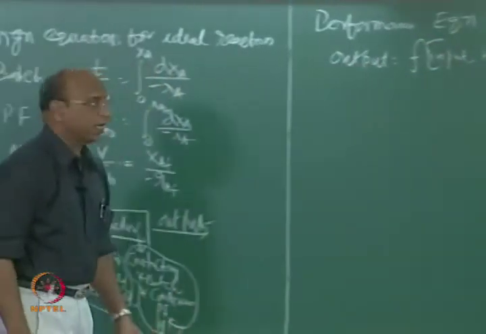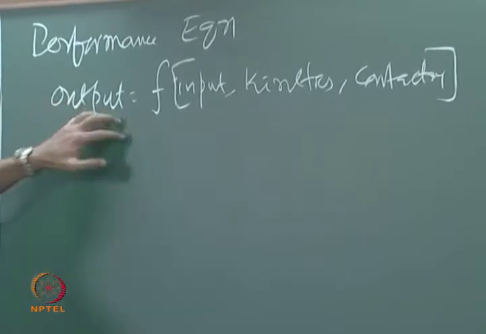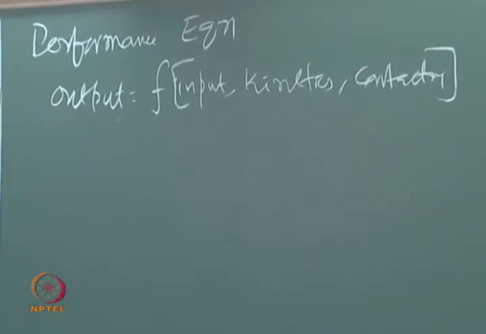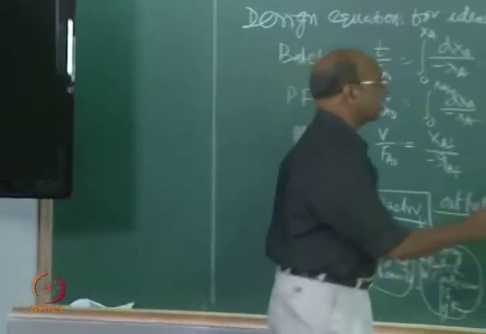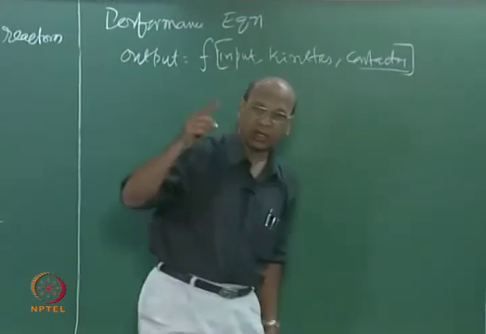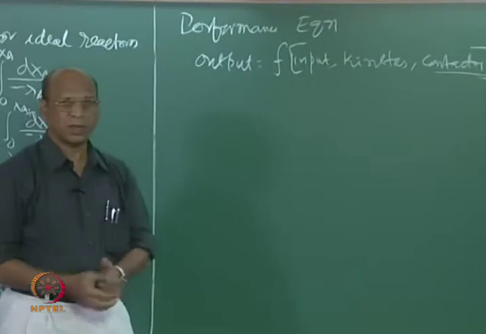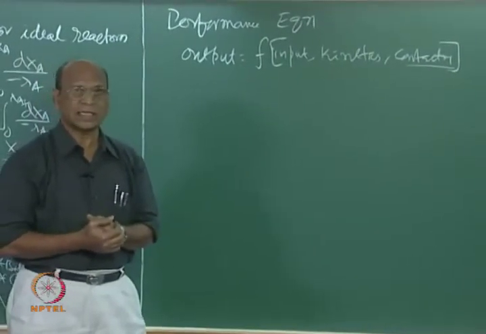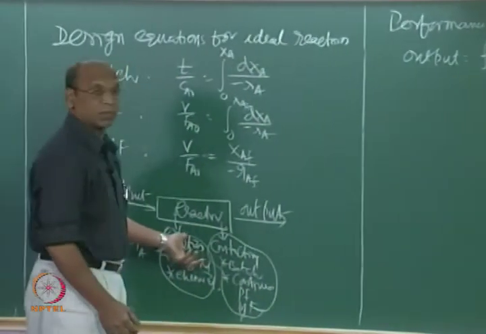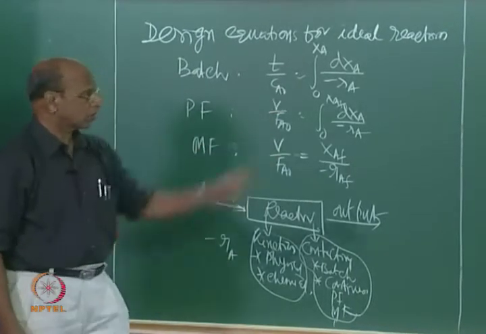So, what is the information till now we have covered for this equation, if you want to calculate finally either volume or conversion? What is the information? You said contacting. That means you know how to choose a reactor. Okay. So, then do you know kinetics? We do not know. We have not discussed anything about how do you get this minus R A. So then what about output? What about input?